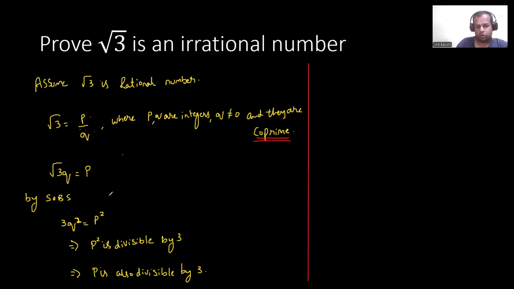Then we square both the sides. We end up getting 3Q square is equal to P square. And then the statement comes: P square is divisible by 3, so P is divisible by 3. Okay. And now the second part.